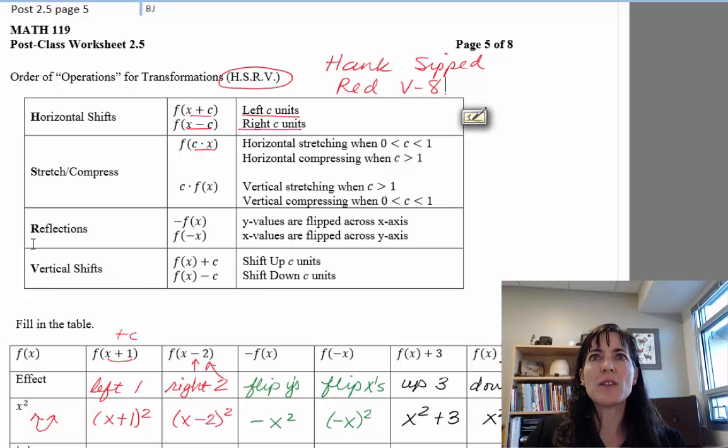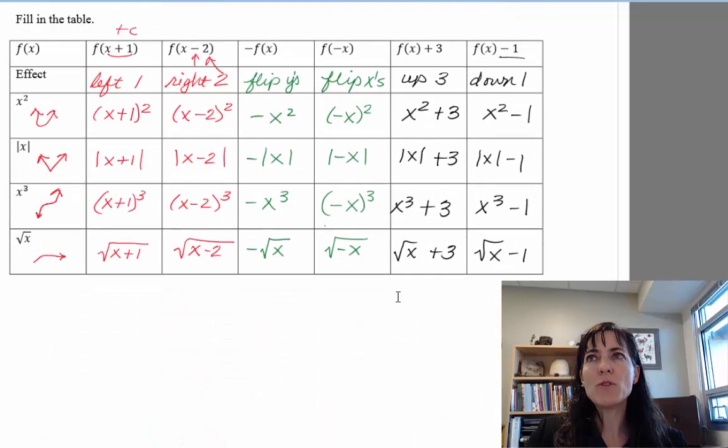So HSRV. And that'll help you get the order correct. And if you write out your transformations in order every time and apply them in that order, your graphs will be accurate every time.